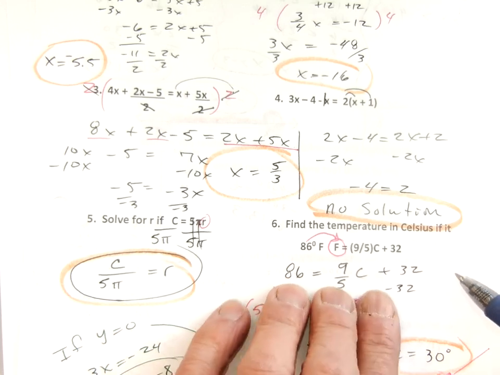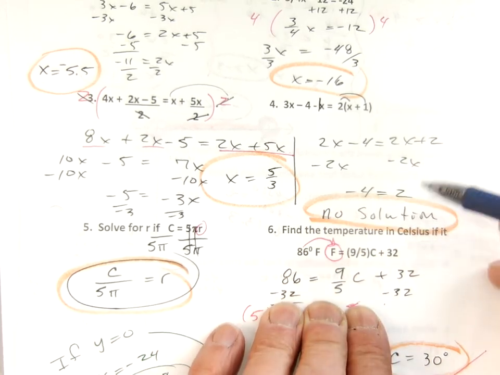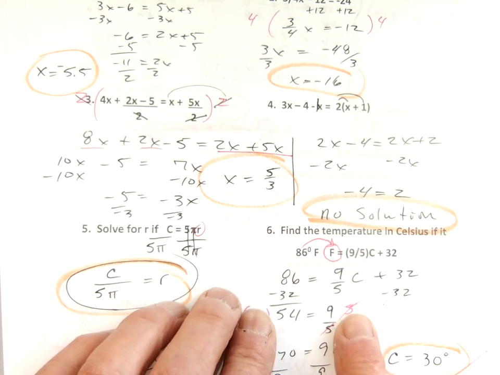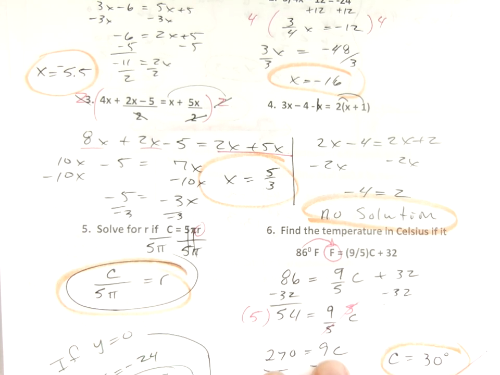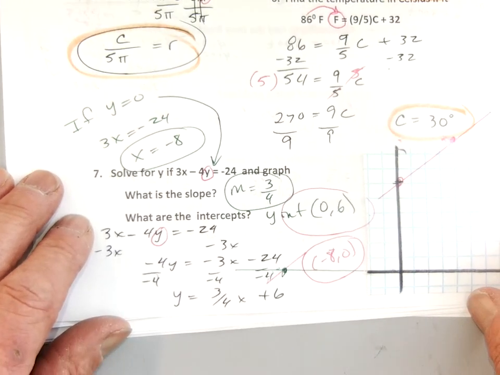6, if the Fahrenheit degree temperature is 86, I put 86 in for f. So then I'm going to solve, okay? So then I went minus 32 gave me a 54. Then I multiply by 5 on both sides. 9c equals 270 divided by 9, and I get 30 degrees. Okay.